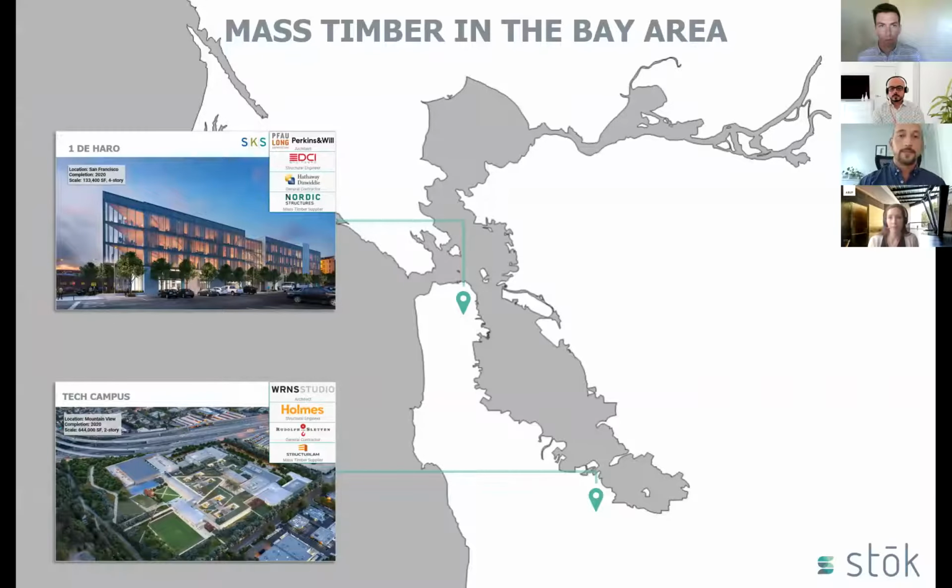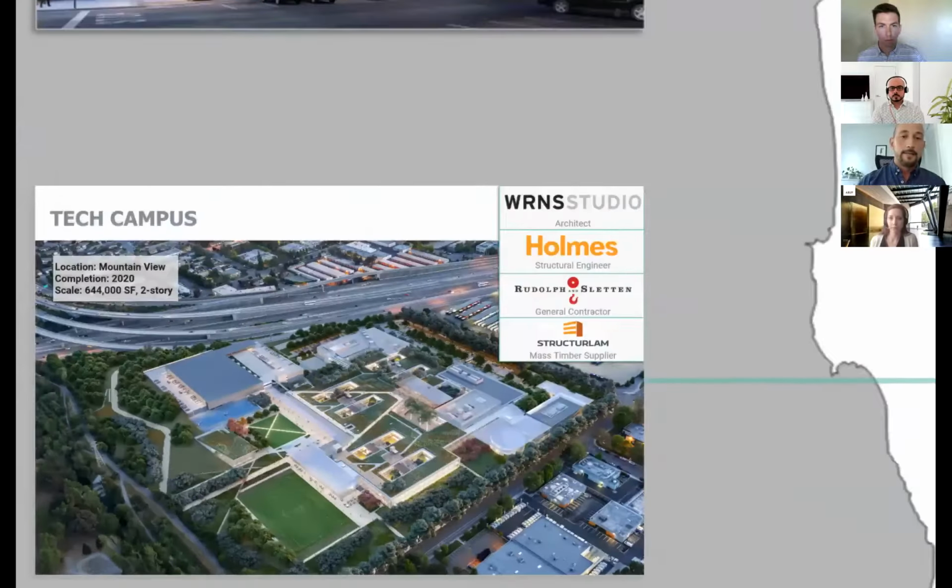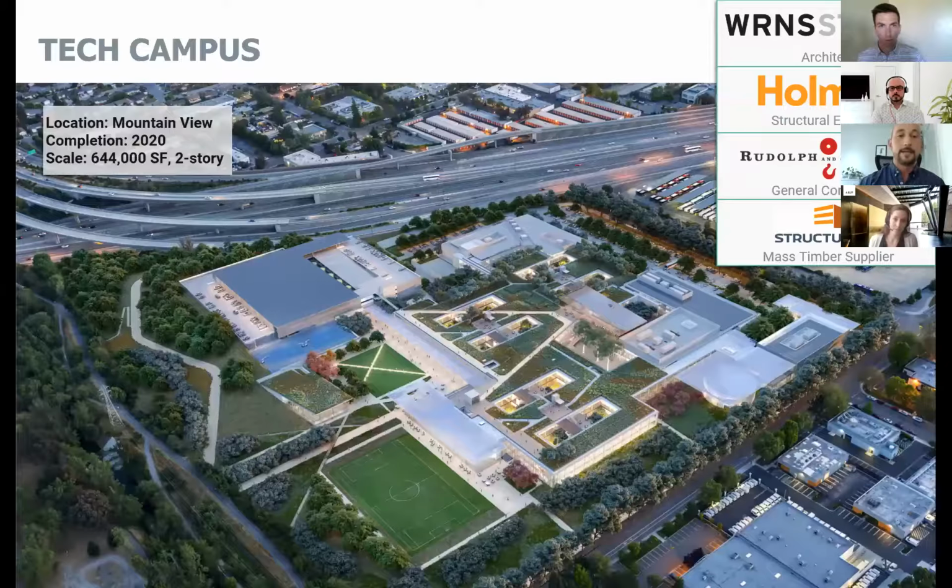Great. So shifting gears to another project. This is a tech campus located in Mountain View, California. It's 644,000 square feet, 2 stories, and aimed to be completed also later this year. The architect is WRNS Studio. Holmes is the structural engineer. Rudolph and Sletten is the GC, and Structurlam supplied the mass timber.